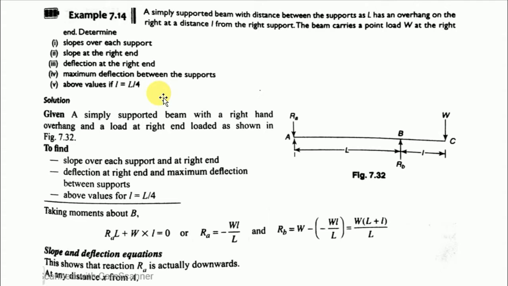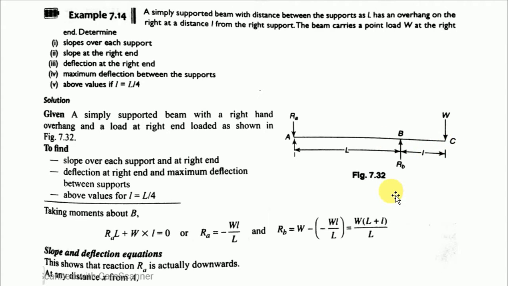simply supported beam. As you can see in the figure, we have two supports at A and B, denoted as RA and RB, and we have an overhanging part having a length small l, and the capital W is the concentrated load placed at point C.